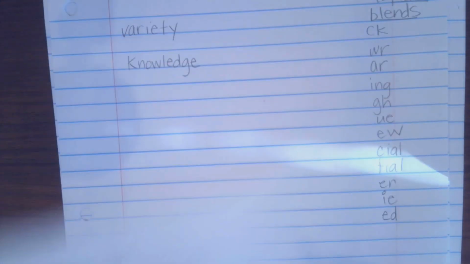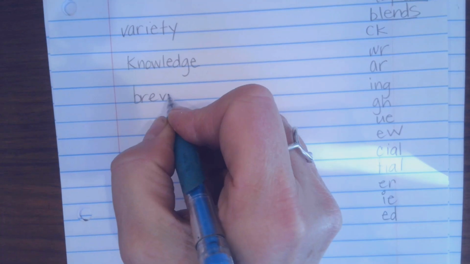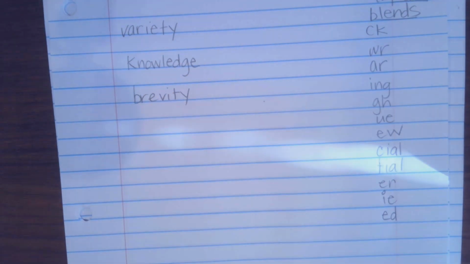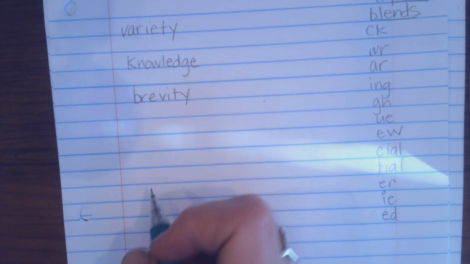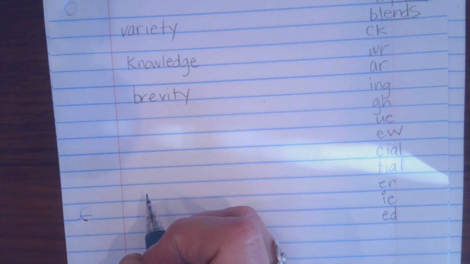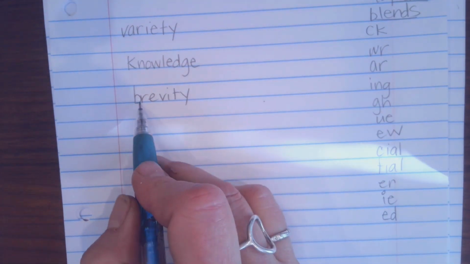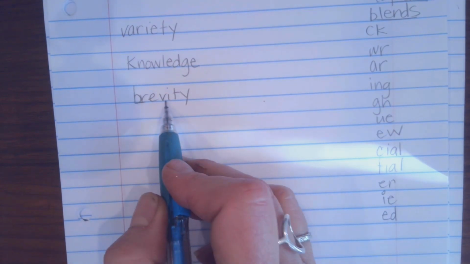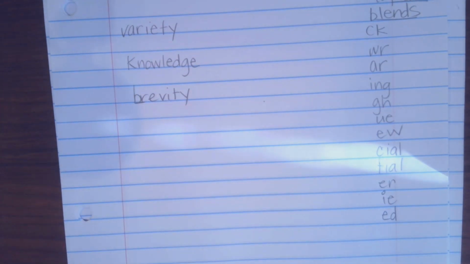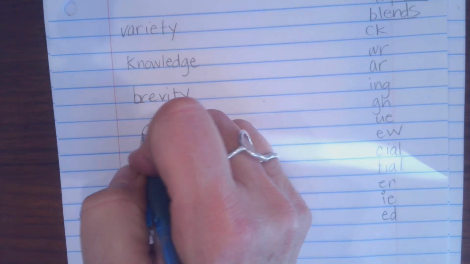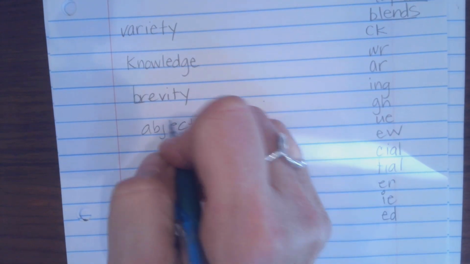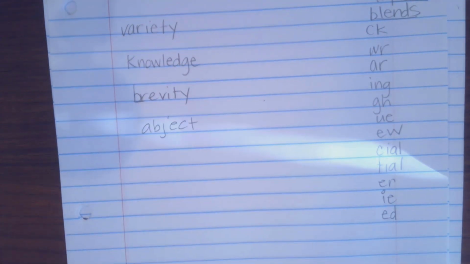Like this word right here. What do you think this word is? Brevity. So when I sound it out, b-r-e-v-i-t, brevity, right? If you don't know what that word is, how would you sound it out? We don't have another way. We can't memorize all the words, right? How about this one? Object.